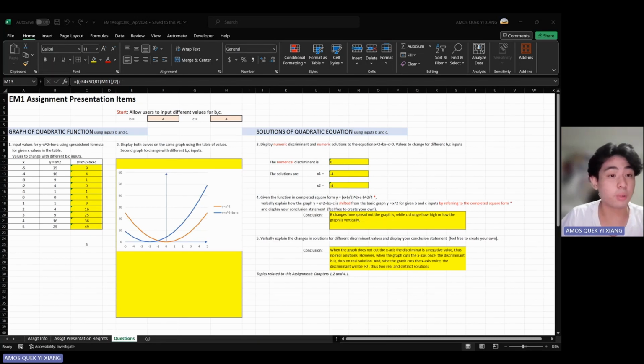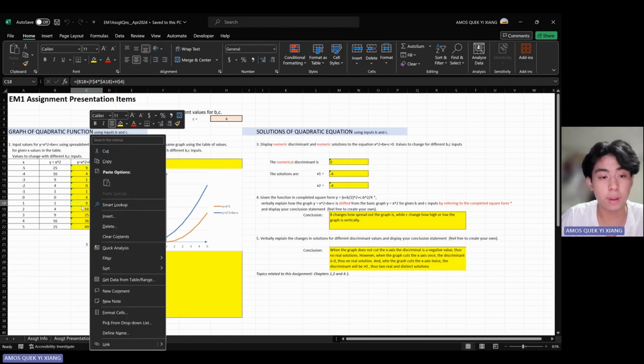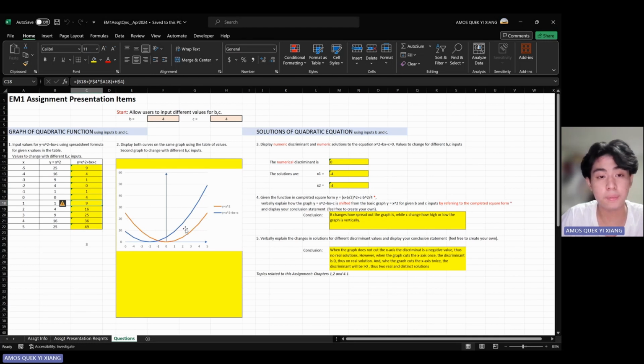Okay, so firstly, for question 1, this is the formula that I use. So I add the x squared value, which is 25, plus the b times x value, which is 4 times minus 5, plus c, the c value, which is 4. So I get 9. And I did the same throughout the rows to have the values so that I could plot the graph in question 2.